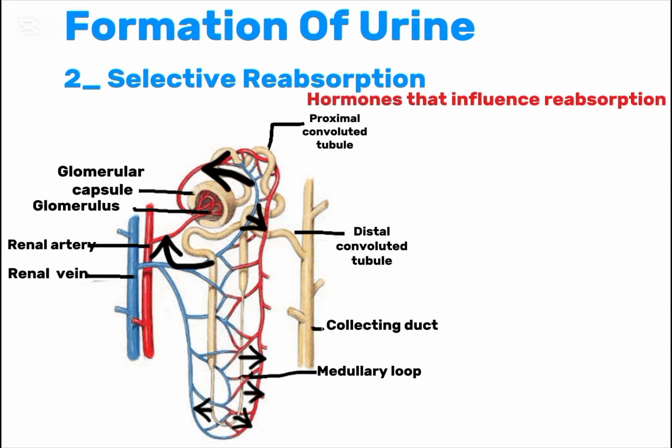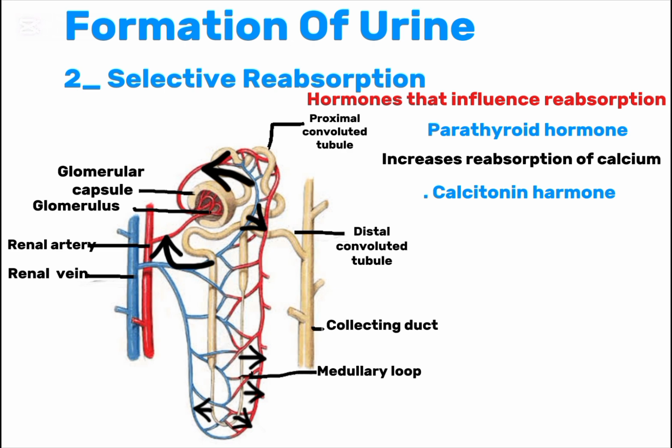There are some hormones that influence the reabsorption process of urine formation. These hormones include parathyroid hormone, which is secreted by the parathyroid gland. This hormone, with the calcitonin hormone, helps in maintaining the blood calcium level. When there is low calcium in the blood, in case of hypocalcemia, parathyroid hormone is secreted from the parathyroid gland and it increases the reabsorption of calcium from renal tubules into the blood. In this way, it increases the blood calcium level.